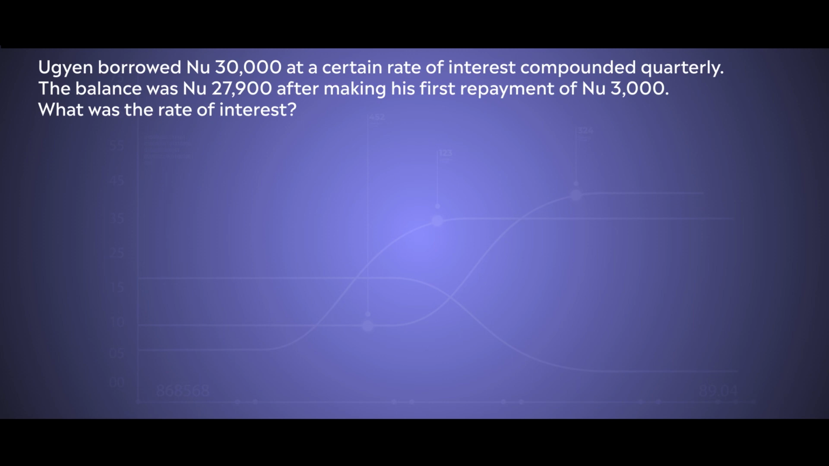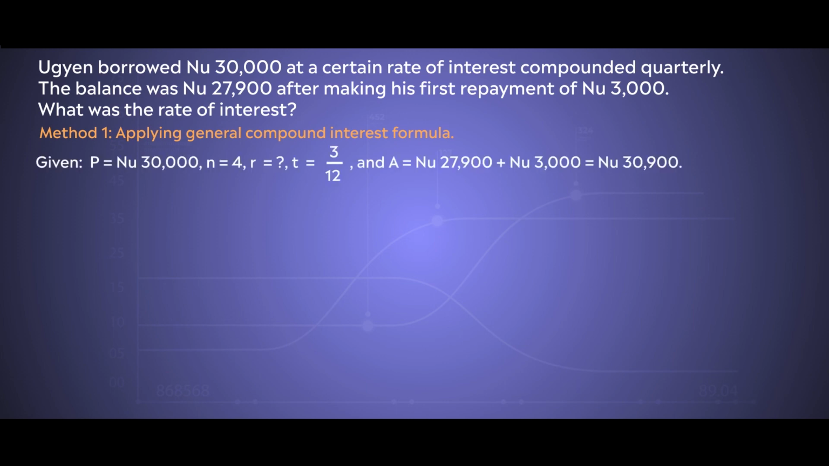Now, applying the same formula, first note down P is equal to Nultrum 30,000, n is equal to 4. R is not given, we have to find it, so question mark. Time is not given again, and we already learned that we have to find time from the compounding frequency. Therefore, time is equal to 3 months out of 12 months, which is 1 over 4. And the balance was Nultrum 27,900 after the repayment of 3,000. Therefore, amount is equal to 27,900 plus Nultrum 3,000, which makes Nultrum 30,900.